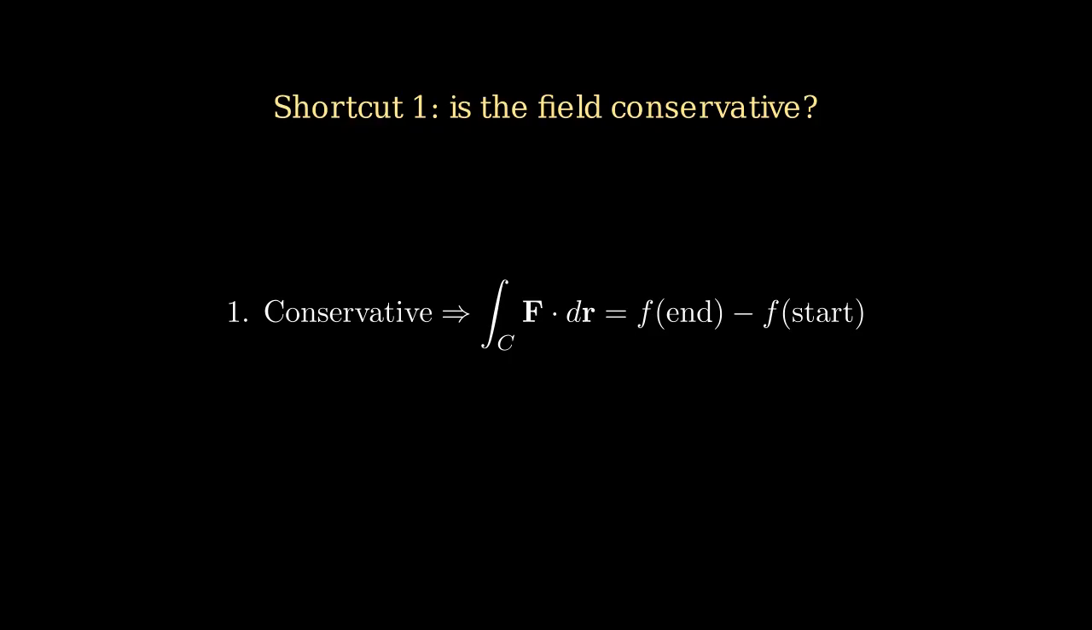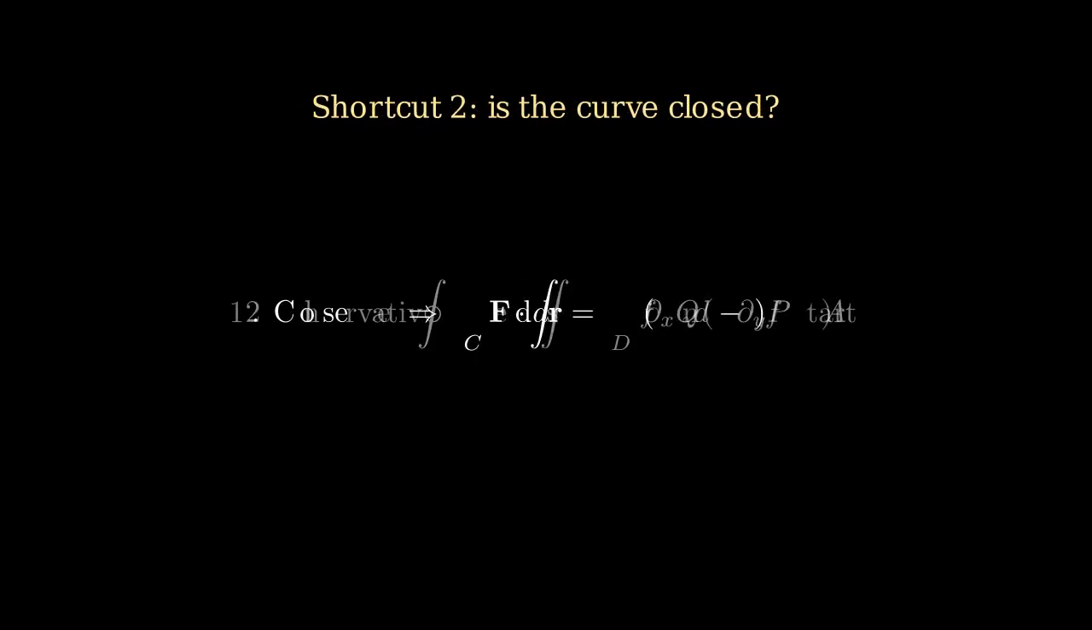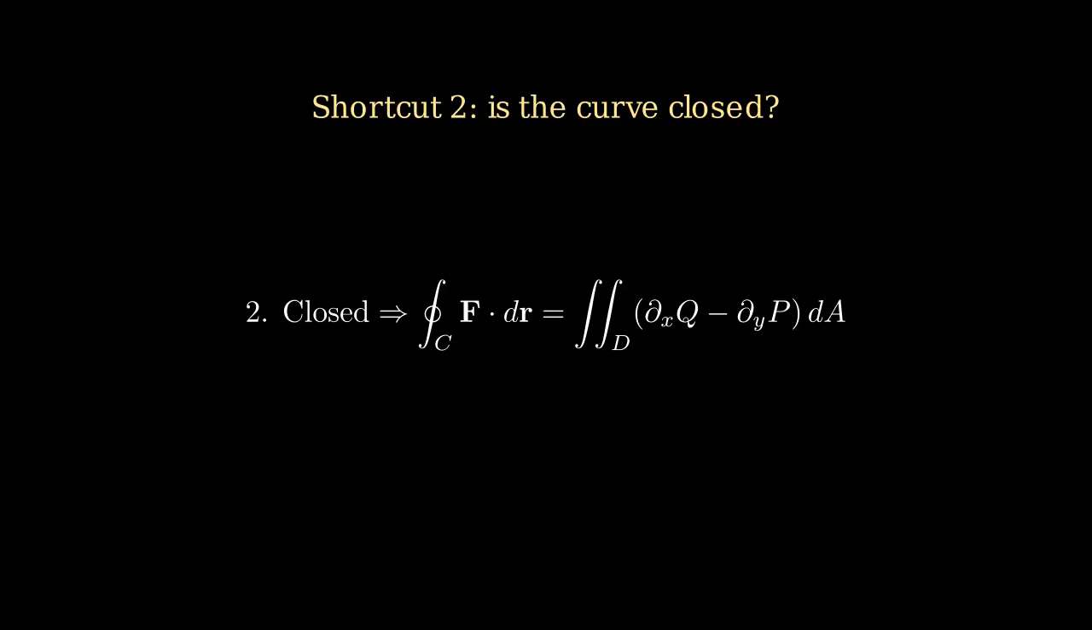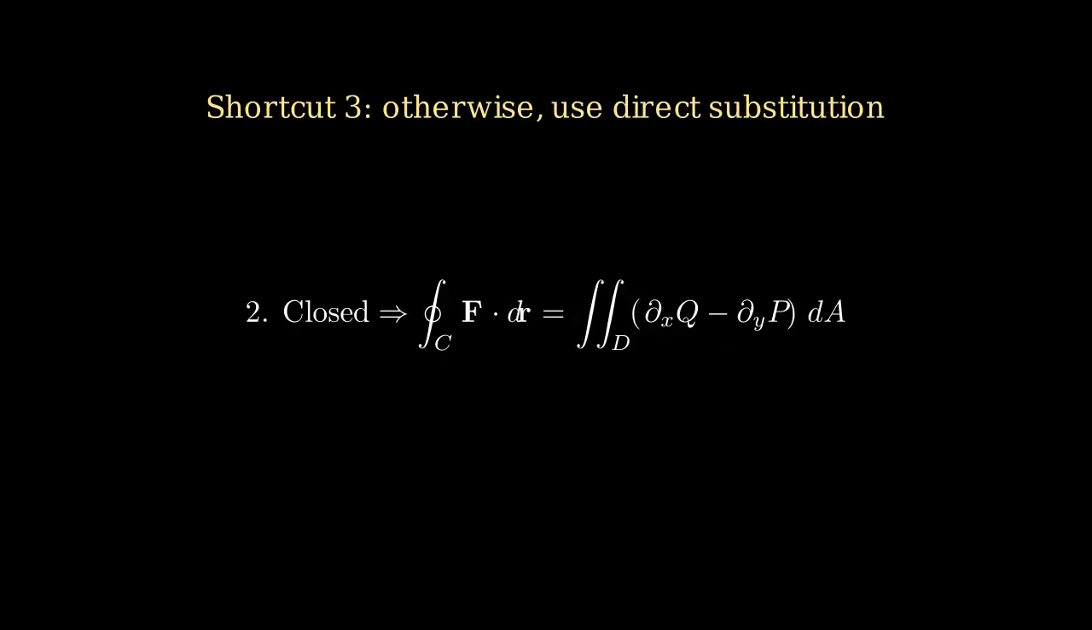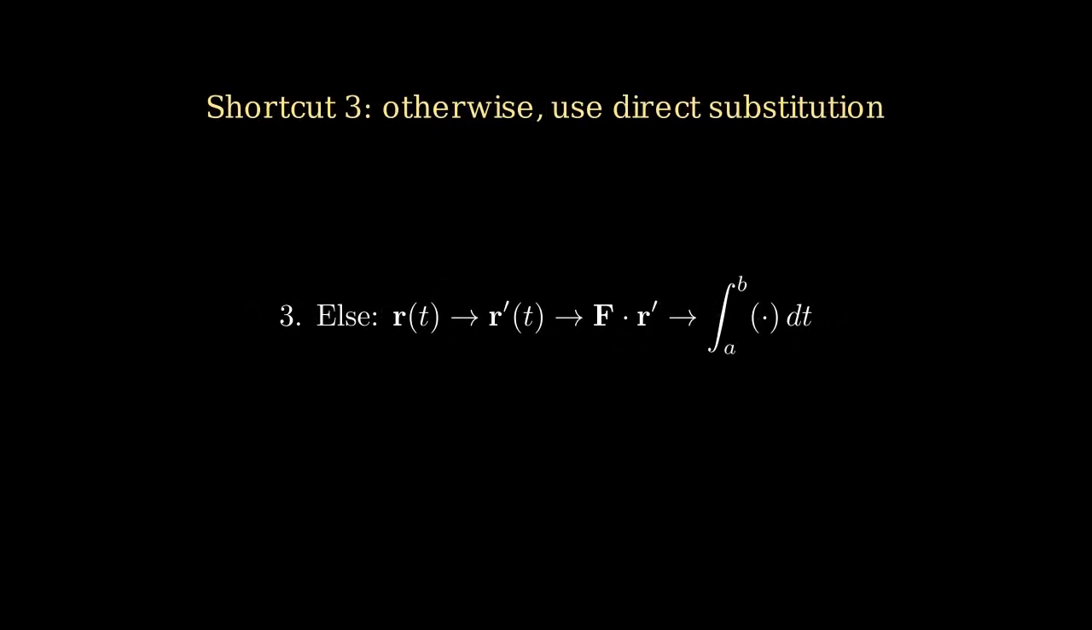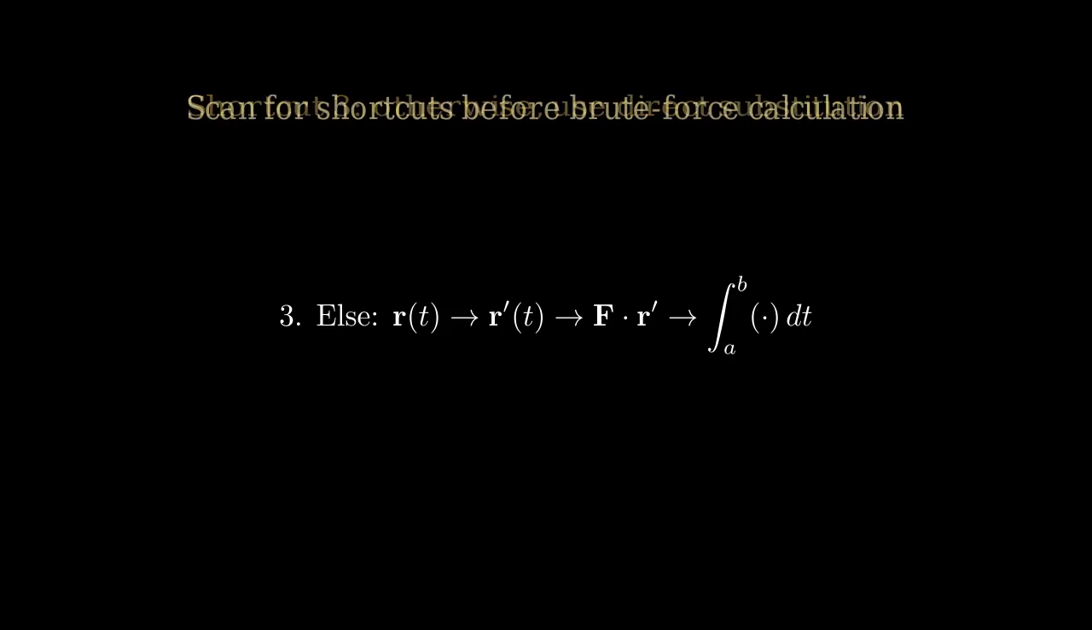If yes, skip the whole line integral, just find f, the potential function, then subtract its value at the start point from its value at the end point. 2. Is the curve a closed loop? If yes, Green's theorem may turn this into a much simpler double integral. 3. If neither applies, direct substitution is still fast.